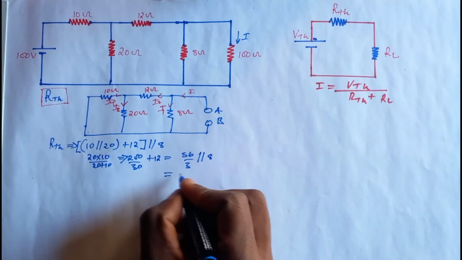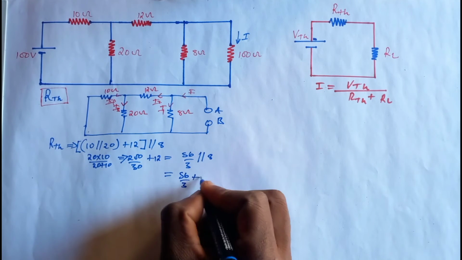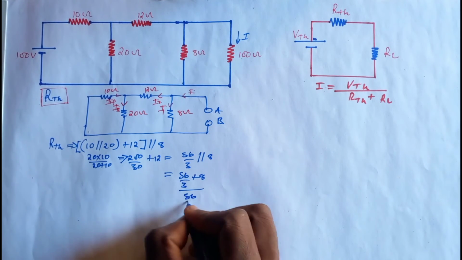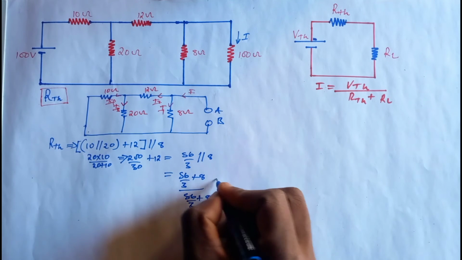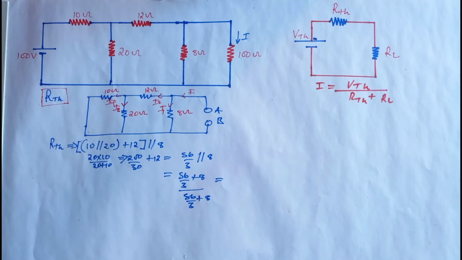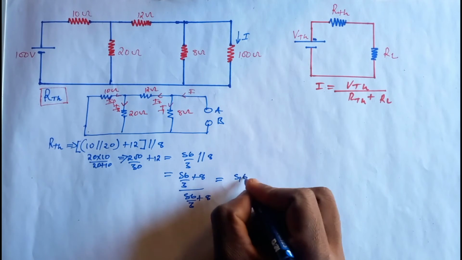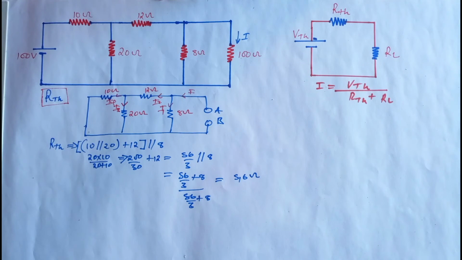So that means the total resistance is going to be 56 over 3 times 8 divided by 56 over 3 plus 8. And what are we going to get? Okay, so the total resistance is going to be 5.6 ohms. So that means now we have RTH, which is the Thevenin resistance, that is equal to 5.6 ohms.